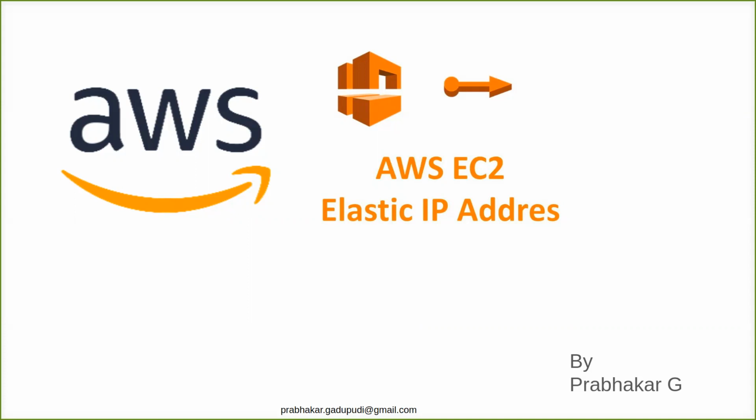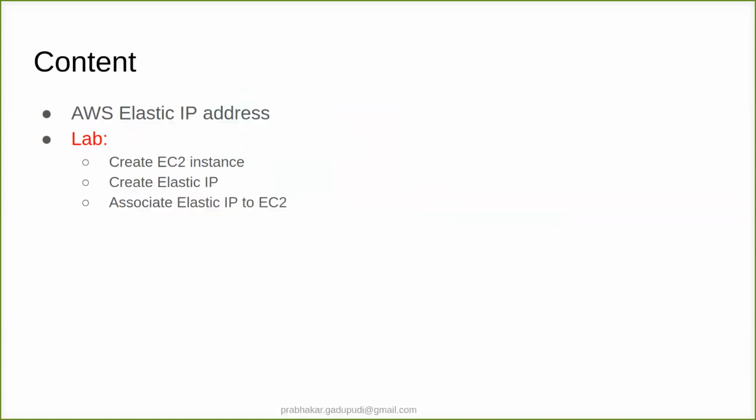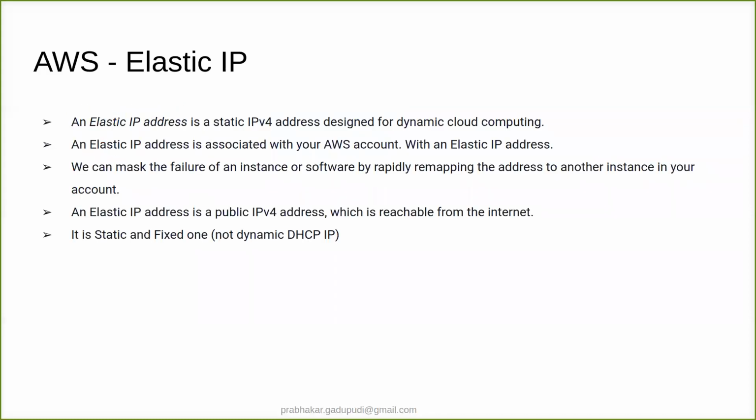I'm making a series of videos available to you to learn Amazon Web Services. And in this session, we are going to talk about AWS EC2 Elastic IP addresses, how to create an Elastic IP address and associate it with EC2. And here is our content. We are going to talk about Elastic IP addresses and, inside a lab, we will create an EC2 instance, create an Elastic IP address and associate this Elastic IP address to the EC2 instance. First of all, let's see what is Elastic IP.